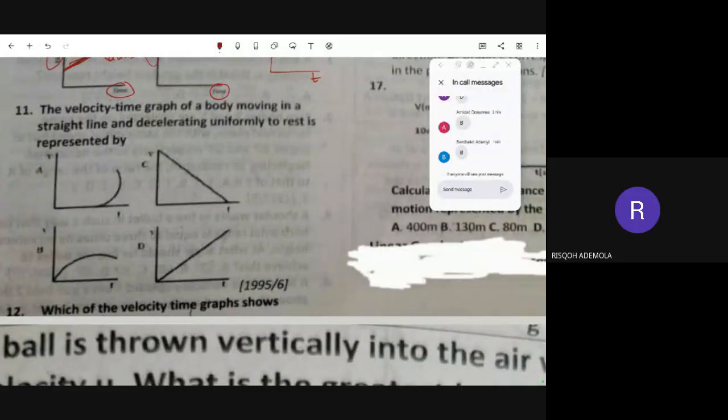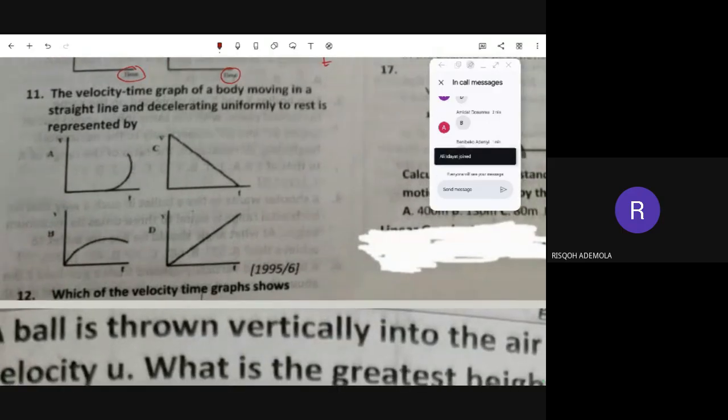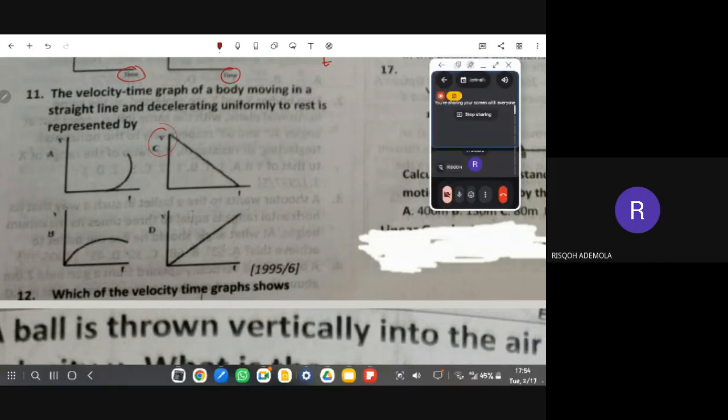Question 11. The velocity time graph of a body moving in a straight line and decelerating uniformly to rest is represented by. You have to be very careful, it is two graphs at the same time, moving in a straight line and decelerating uniformly to rest. Question 11, what's your answer? That straight line is telling you that it is a rectilinear motion, but it is decelerating to rest. Which one is deceleration? C. Deceleration is C. It's correct. Excellent.